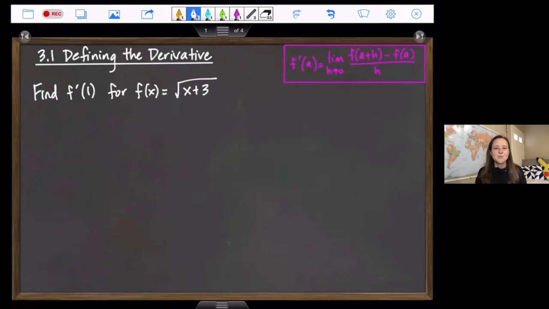When we were last in Zoom together, we did a couple of examples of finding derivatives using the limit definition of the derivative. I'm going to do a couple more of those in this video for you today. So here we're going to find f prime of 1 for f of x equals root x plus 3.